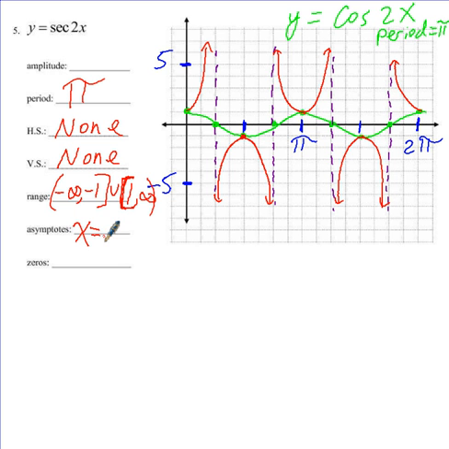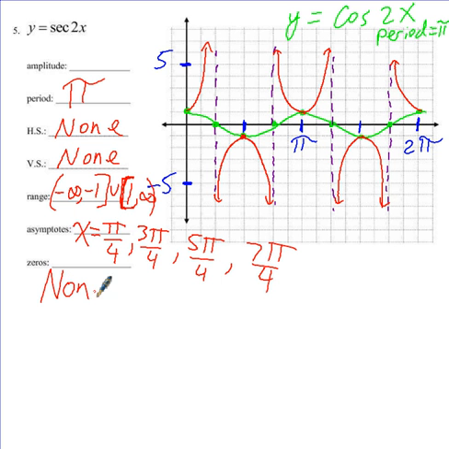Just by looking at the graph, you can see the first asymptote's at pi fourths. The next asymptote is at 3 pi fourths. And the one after that is going to be 5 pi fourths and 7 pi fourths. And again, by looking at the graph, where does the secant function here that we've got drawn cross the x-axis? It never does. So there are no zeros. And that problem is finished.